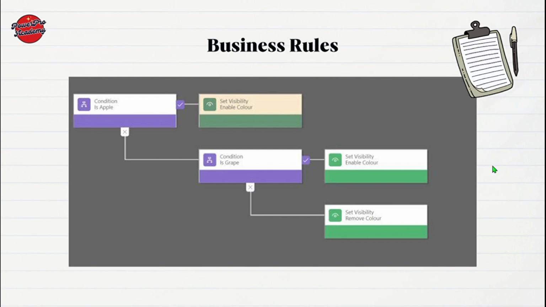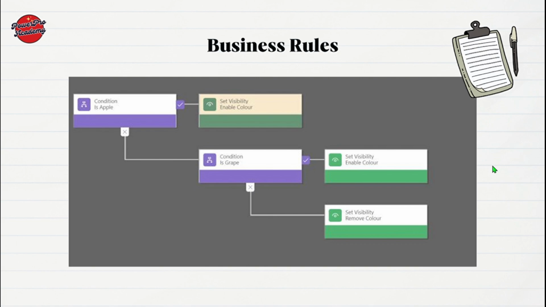This is an example of a simple yet powerful use of business rules. The business rule is configured to change the field credit limit. So here is a business rule on our screen. Let's understand this business rule.